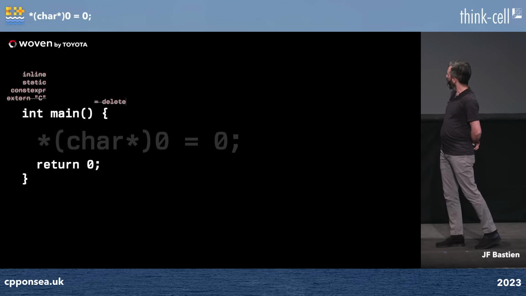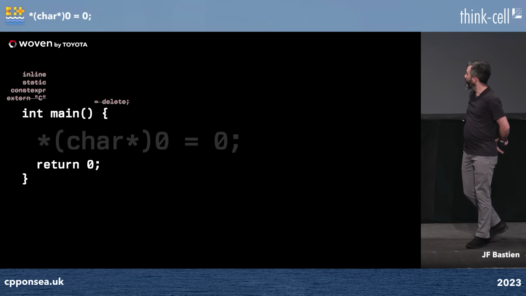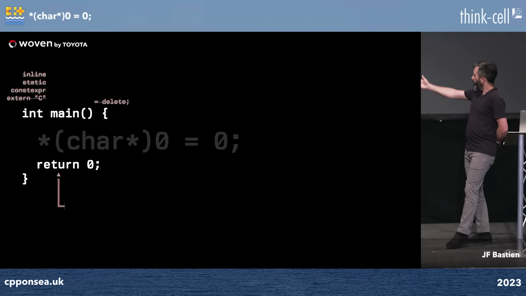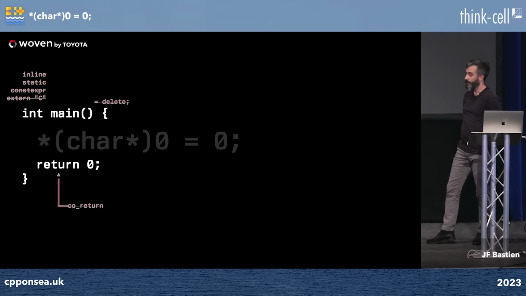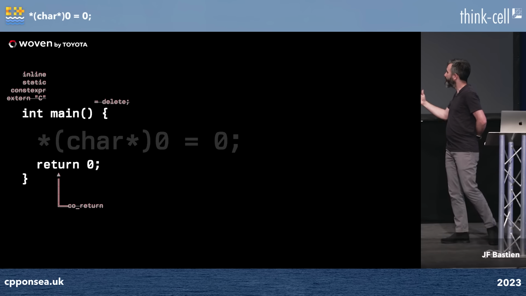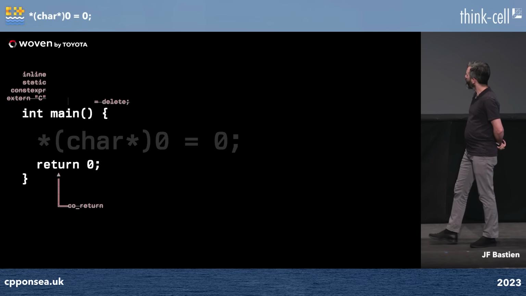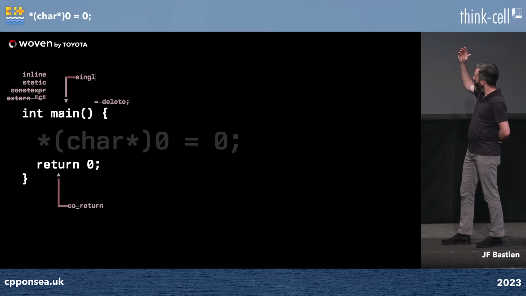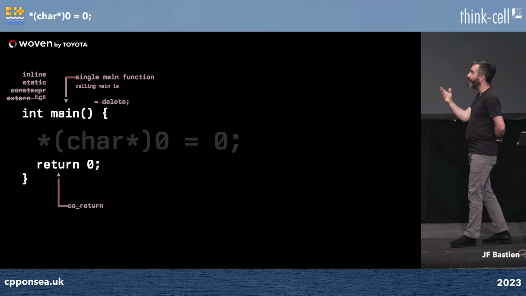And then I'll say, well, it can't be deleted. That's also something the standard says. And it can't be a coroutine also. Did you know that main can't be a coroutine? It's fun. And then you'll say, well, okay, there's main. Main is the single main function. It's the main entry point.